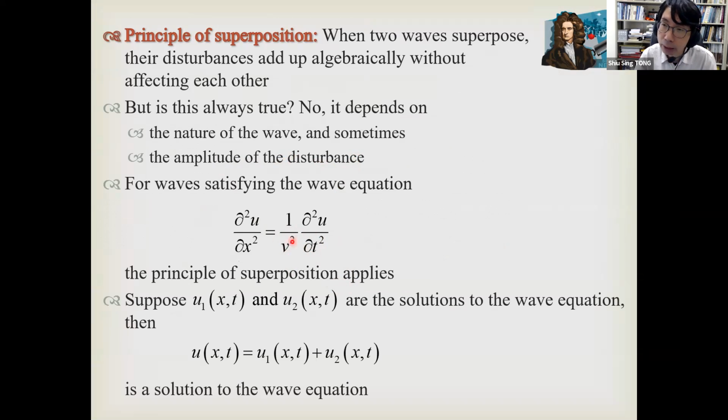So this is a general linear wave equation. If you have a wave described by this equation, then I can assure you that the principle of superposition will hold. Now, how do we prove it? Suppose U1 and U2 are separately solutions to this equation. Then I claim that U1 plus U2 will also satisfy this equation. That means the superposition of the two waves can also propagate along the string, or along the medium.